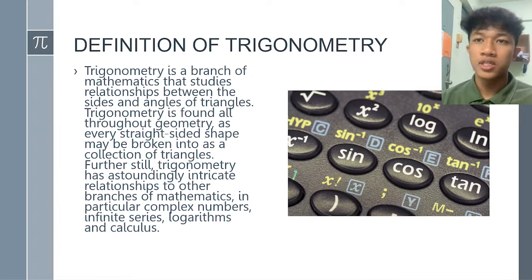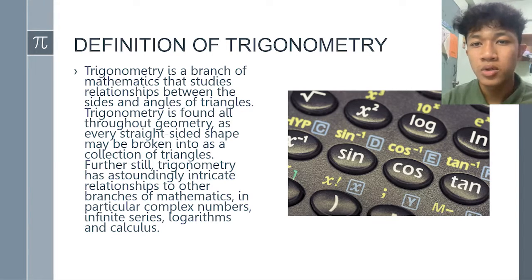1070. Definition of trigonometry. Trigonometry is a branch of mathematics that studies the relationship between the sides and angles of triangles. Trigonometry is found all throughout geometry, as every straight-sided shape may be broken into a collection of triangles. Further still, trigonometry has an astoundingly intricate relationship to other branches of mathematics, in particular complex numbers, infinite series, logarithms, and calculus.